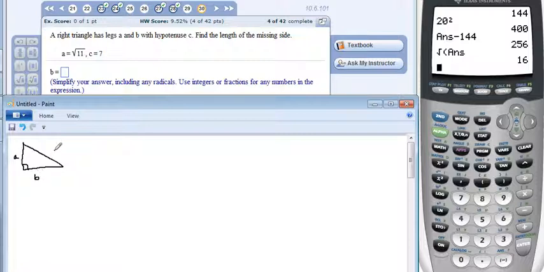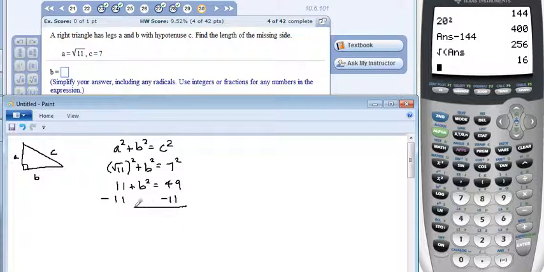A, B, C: A squared plus B squared equals C squared. We have the square root of 11 squared plus B squared equals C squared, right? Don't worry if it's a square or a whole number or whatever it happens to be, just write it down. So now I know the square root of a square is itself. B squared equals 49. I would subtract 11 across. So we have B squared equals, what, 38?